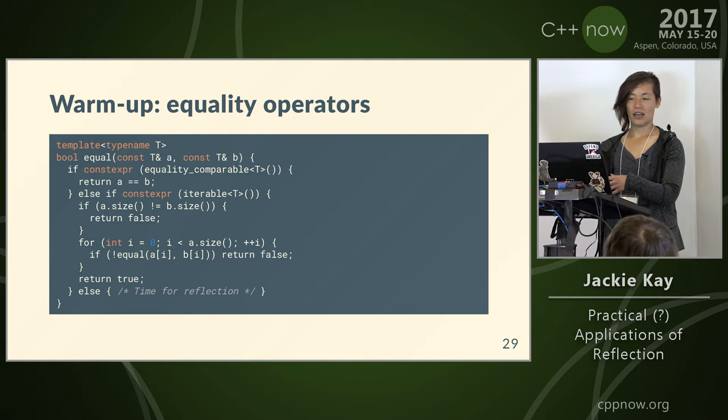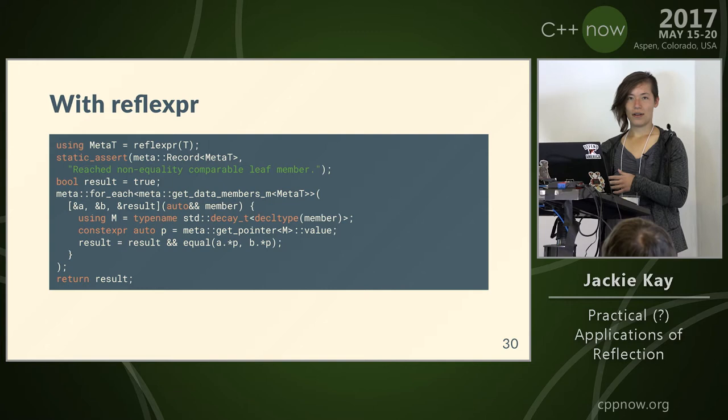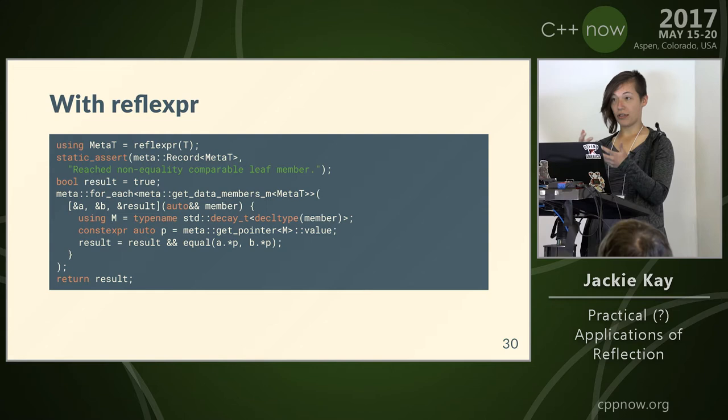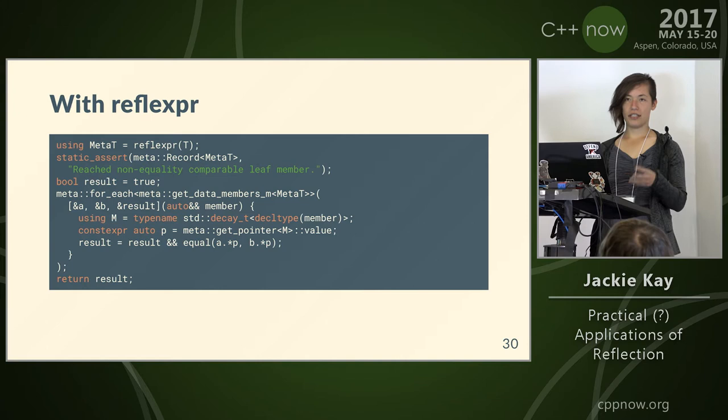But what if T is a record type and we don't immediately know how to equality compare them? We can get all of the members of the T using reflection, get data members from the result of reflexpr T. And then for each of our data members, we have to access the value and then recursively call equal to get the result of whether the submembers are equal. The metaphor each that I'm using is another facility provided by the reflexpr utilities, which is a function that takes a lambda, and in the angle brackets, you give it the sequence that you want to iterate over.